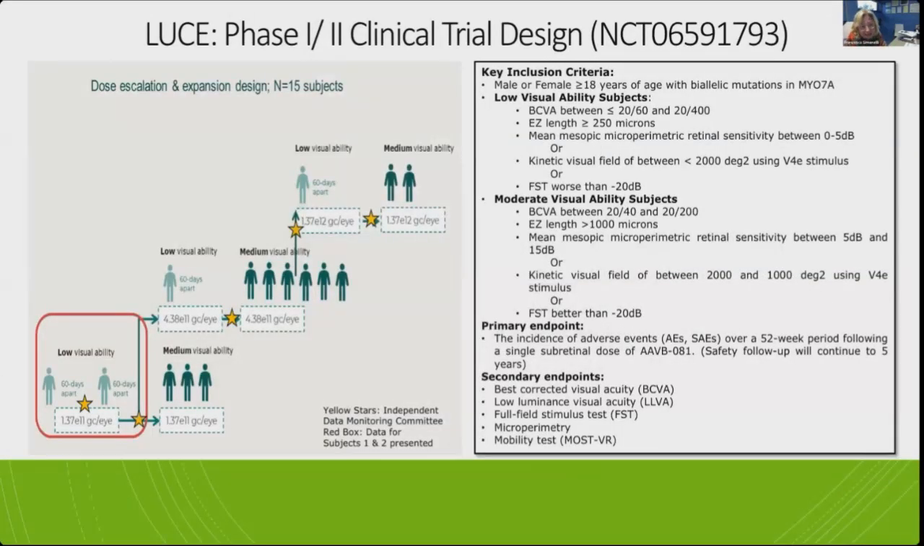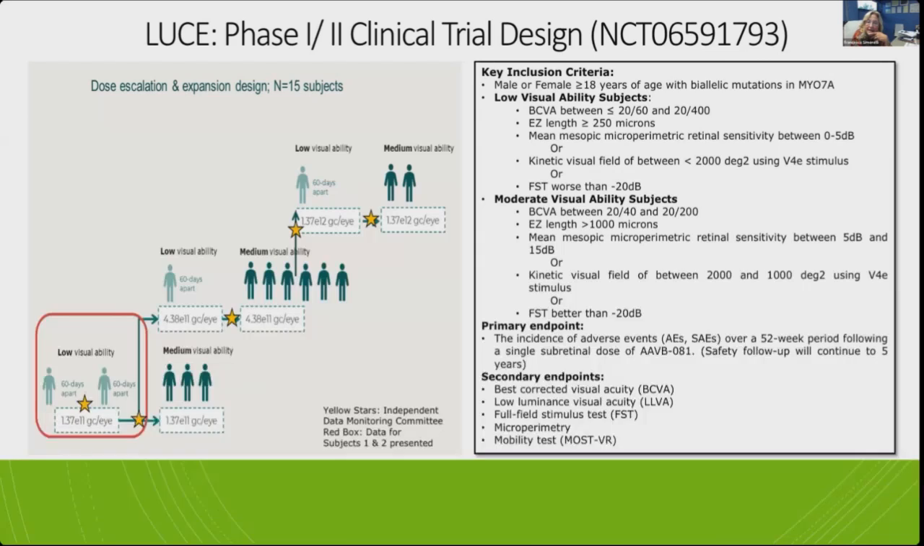So, at the end, I'm happy to show you the scheme of the Luigi phase 1-2 clinical trial. Design, as I told before, we started the clinical trial last July, treating the first patient. Then we treated the second patient in October, and we will treat 15 patients in the trial.